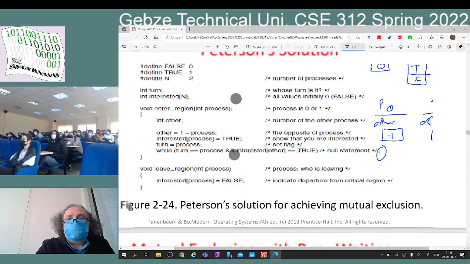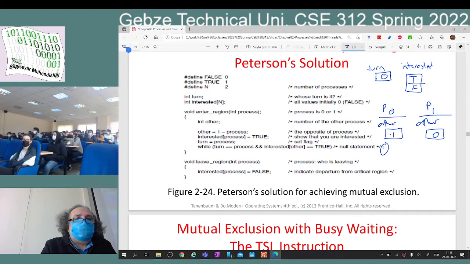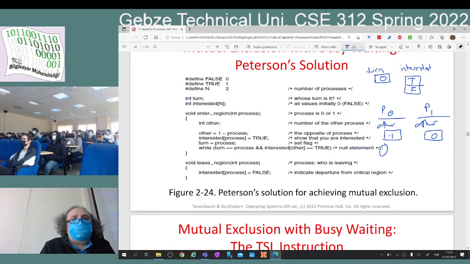So I am checking if the other one is interested in the critical region too. If I see that the process number is the same as the turn, and if interested other is true, then I will run in an infinite loop. But in this case, I see that other's interested is false and turn is 0, so this part will be false, this part is true. So I will not run into this infinite loop, so I will enter the critical region. I will return from this enter region function. I will not be blocked. So I will be in the critical region. I will come back and make interested 0 false, and I will be out of the critical region.